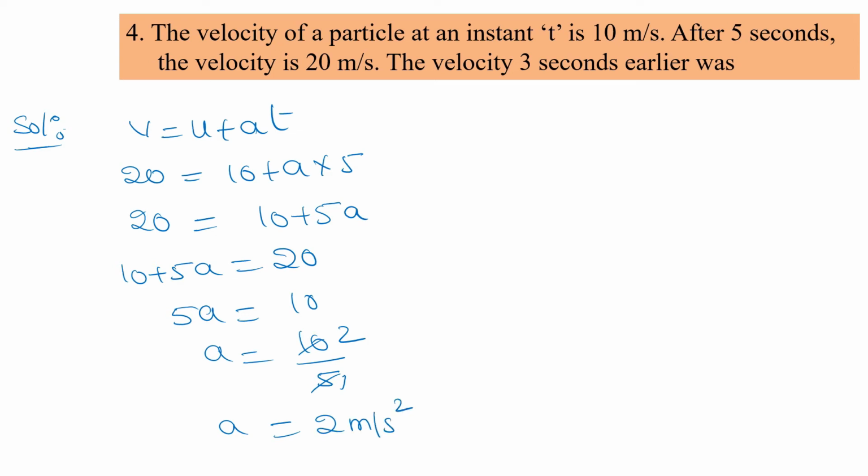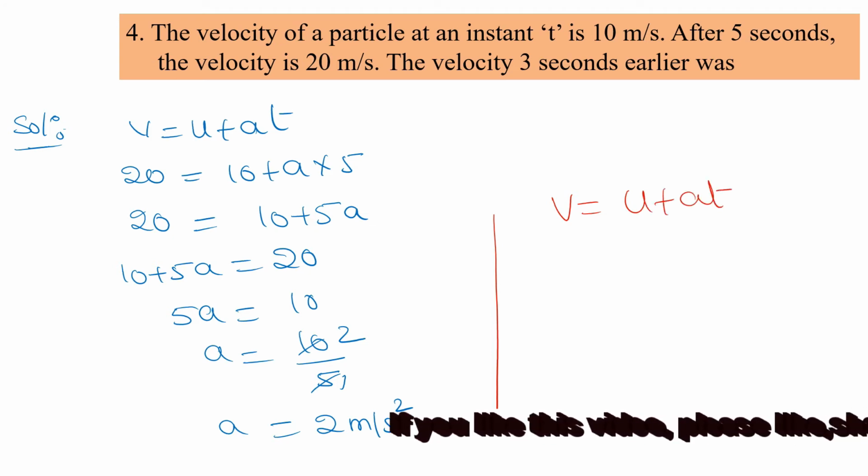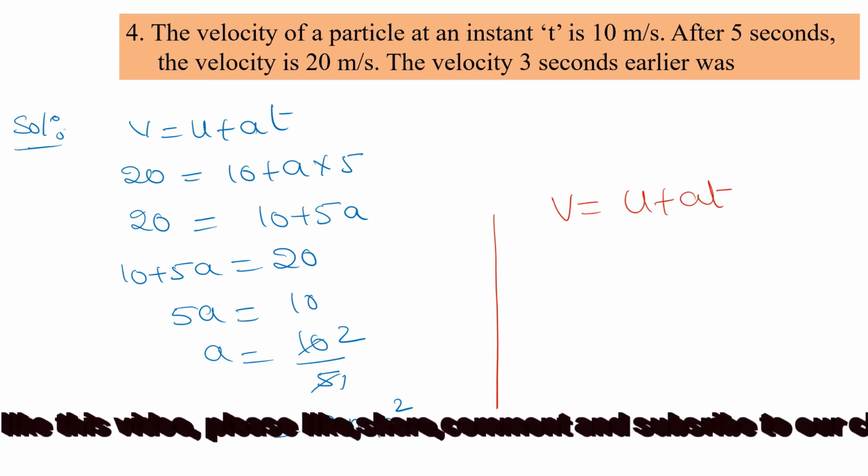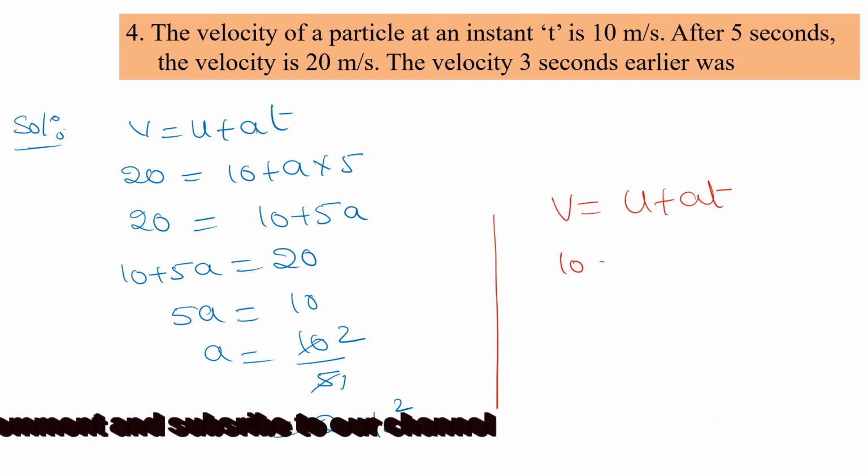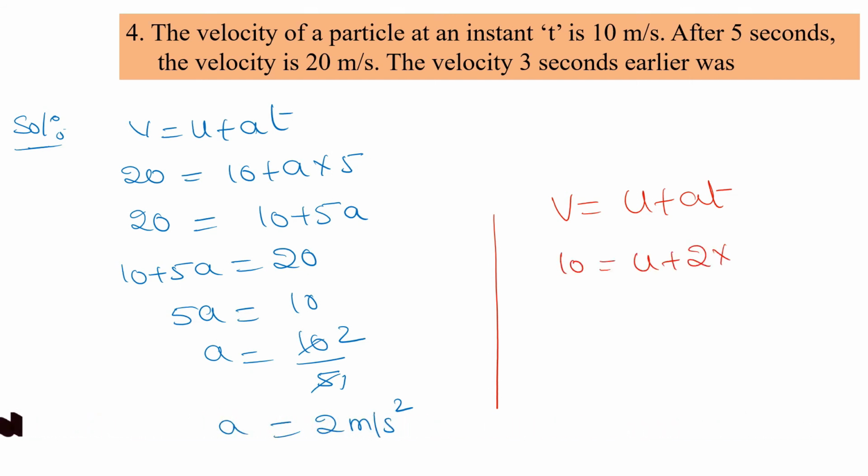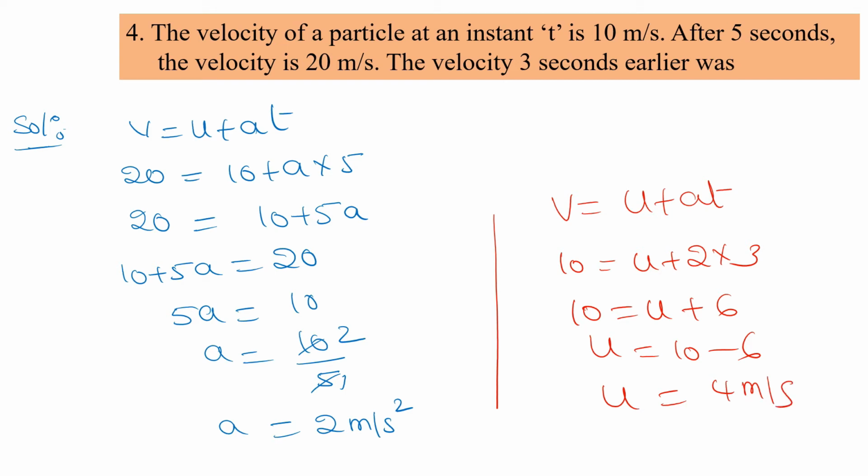So next, from the first equation, v is equals to u plus at. Now we are finding the velocity 3 seconds earlier. So 10 is equals to u plus 2 into 3. 10 is equals to u plus 2 3s are 6. So u is equals to 10 minus 6. So u is equals to 4 meters per second. Okay. Next we will go to the next question.